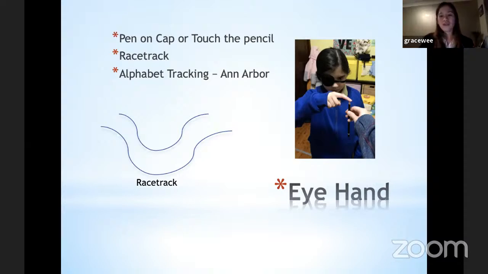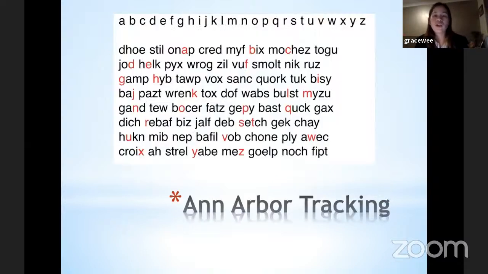So basically, this is an example of the Ann Arbor tracking, just in case you haven't seen it before. You can actually Google Ann Arbor tracking. They've got websites in the UK as well as the US, and you can actually purchase it, okay? And for me, I find this very, very good. And they've got different varieties as well. So for kids who don't know their letters, you can also order this in pictures as well.